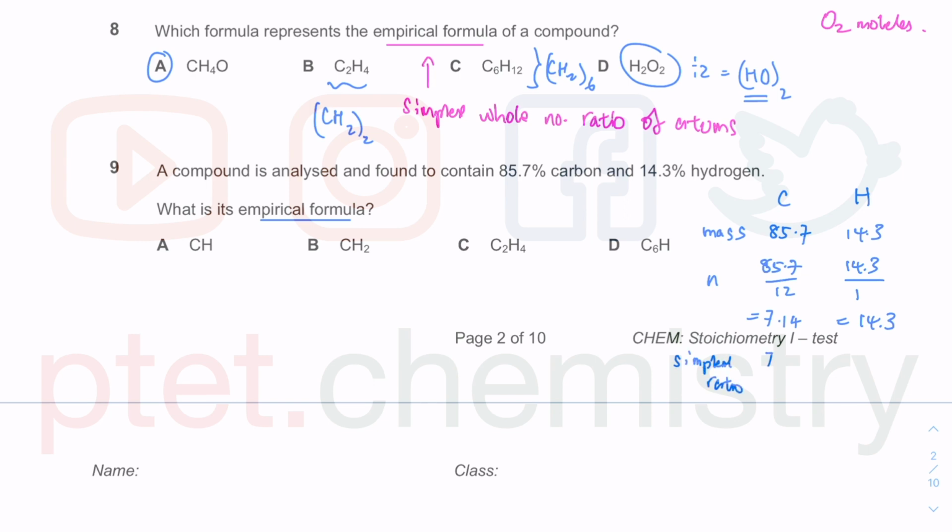So you divide 7.14 by 7.14, you get 1 because it's divided by itself, and this other value is going to be rounded up to 2, which means your empirical formula, your simplest whole number ratio based on this data, is going to be CH2. There's no way you can get the molecular formula unless you know the Mr, and there will be one of the questions that will feature later on. Unless you know the relative molecular mass, there's no way you can get the molecular formula just by knowing the empirical formula. So CH2 is the answer there.